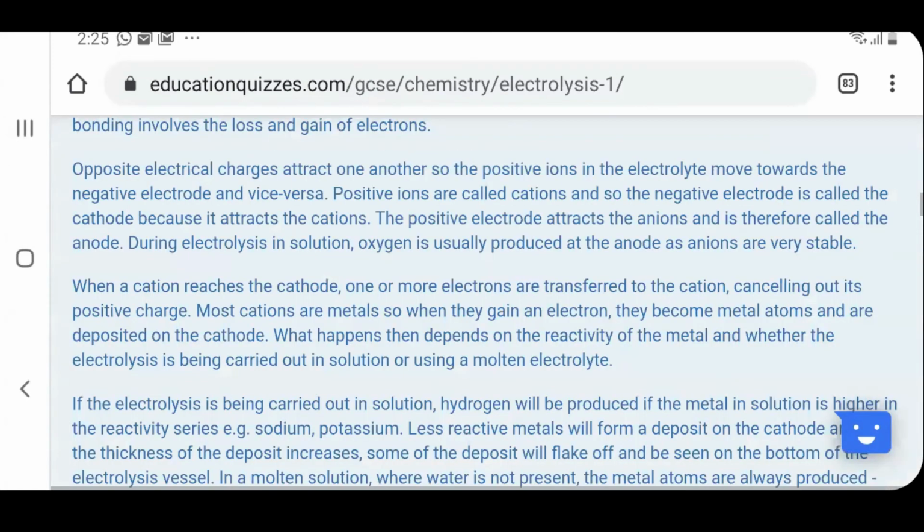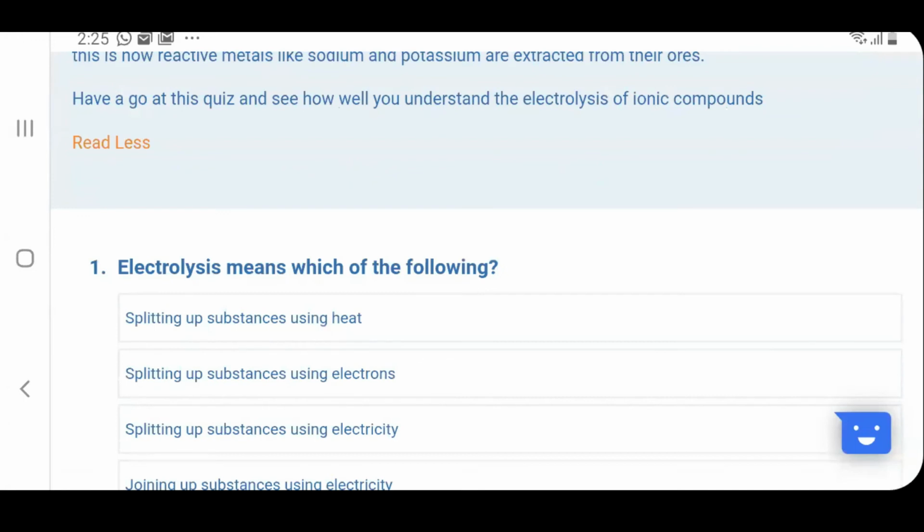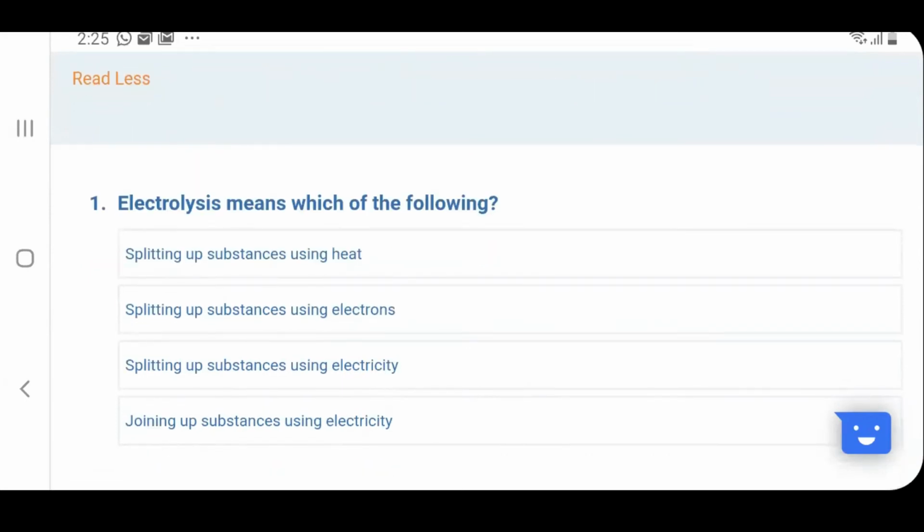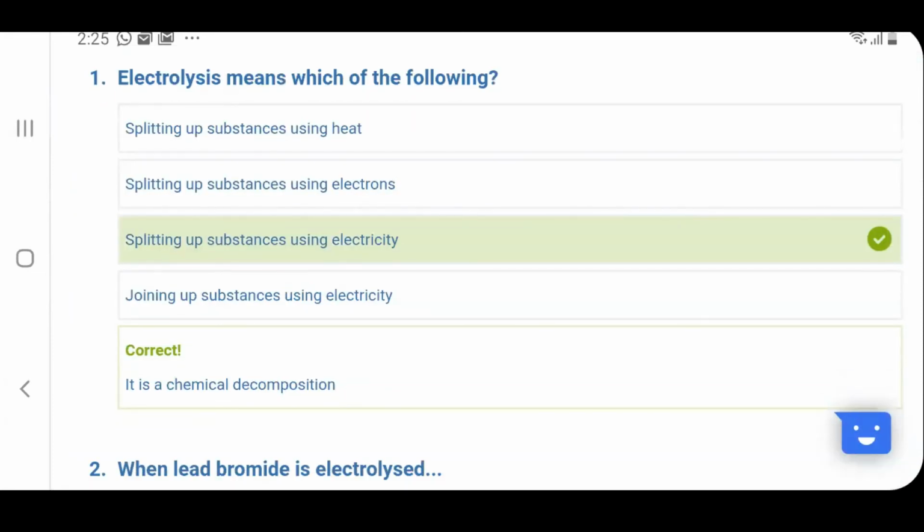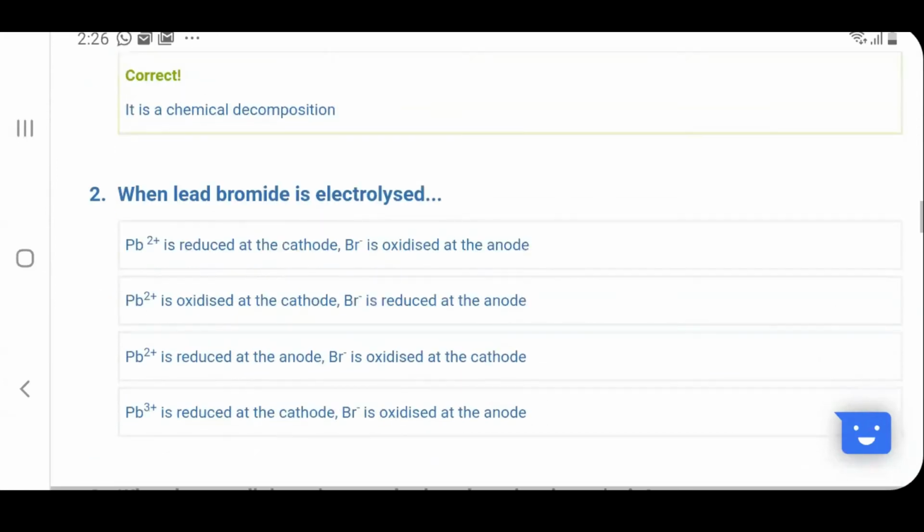Electrolysis means which of the following? C. Somebody say C. That's correct, because you have to use electricity. So 1 C is correct. Chemical decomposition, that's right.